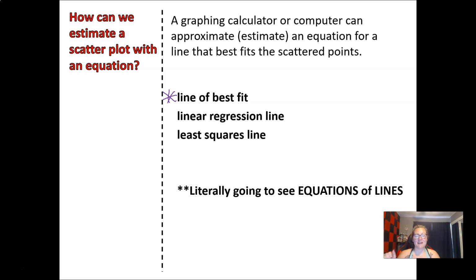And then I wanted to add, we are literally going to see equations of lines. So we're going to use literal lines and equations. Remember back in the day with y equals mx plus b? That's what we're going to be seeing.